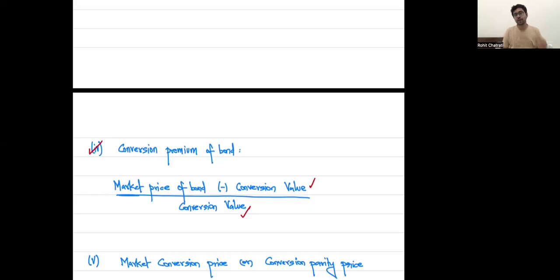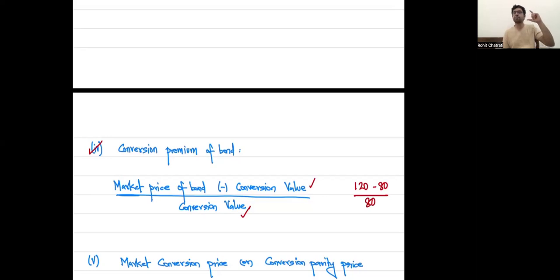Let us say your conversion value is 20 multiplied by 4, which is 80, and let us say the market value of the convertible bond is 120. Hypothetically, let's assume the market value of a convertible bond is 120 and conversion value is 80. Then your premium is basically calculated as 120 less 80 divided by 80 itself. The base on which you calculate premium is the conversion value.